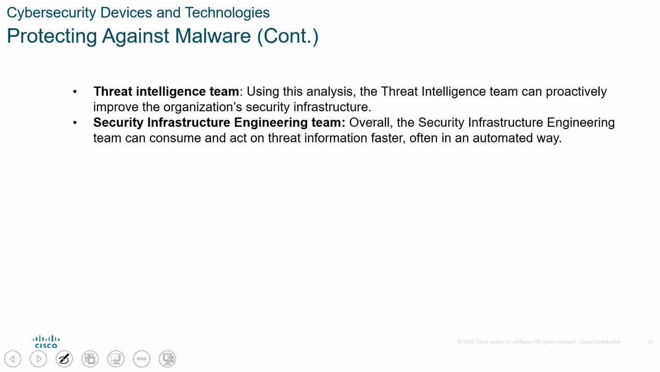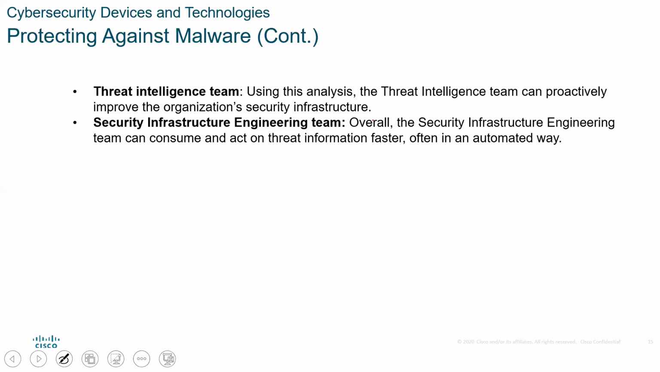Another thing you can do is set up what we call the threat intelligence team. Using this analysis, the threat intelligence team can proactively improve the organization's security infrastructure. Security infrastructure engineering team, things like that. So overall, the security infrastructure engineering team can also act on threat information faster, even in an automated way.